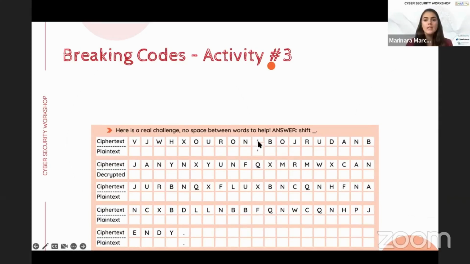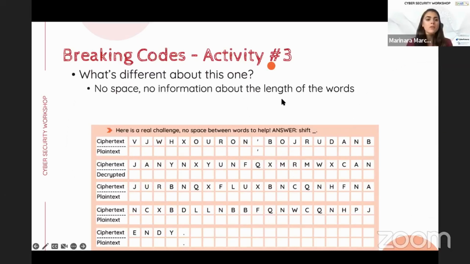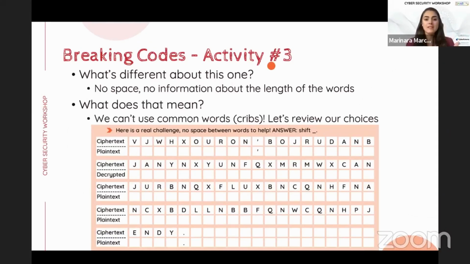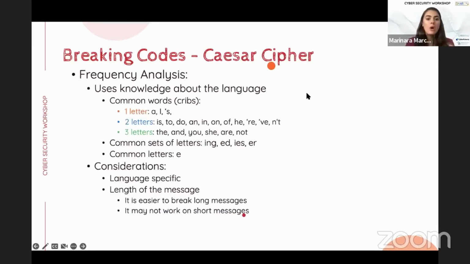Okay, so let's see how that would work. I just have a few things here. There are no spaces, as you said. What does that mean? It means that we can't use the common words, the cribs we were looking for, the short words, because we don't know the length of the words. So let's review our options here.